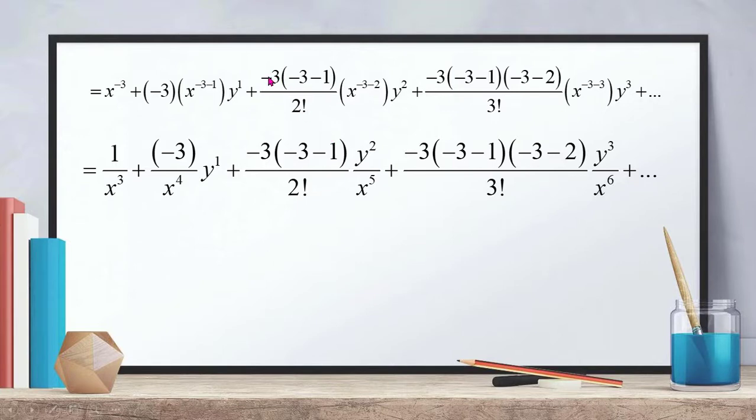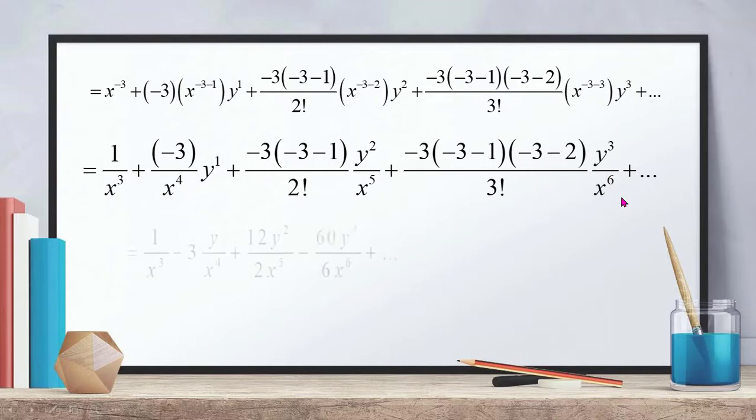Then we've got negative 3 times negative 3 minus 1, which is the whole lot of that, divided by 2 factorial. This one becomes negative 5, because negative 3 minus 2 is negative 5. If I reciprocate it, I get positive 5. And we've got y raised to the power 2 there. The same thing here, we're going to have negative 6. If we reciprocate it, it will become positive 6.